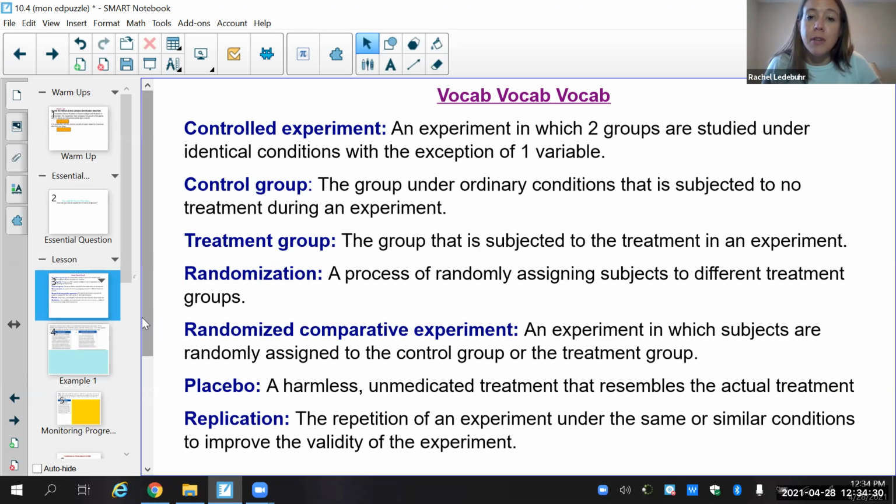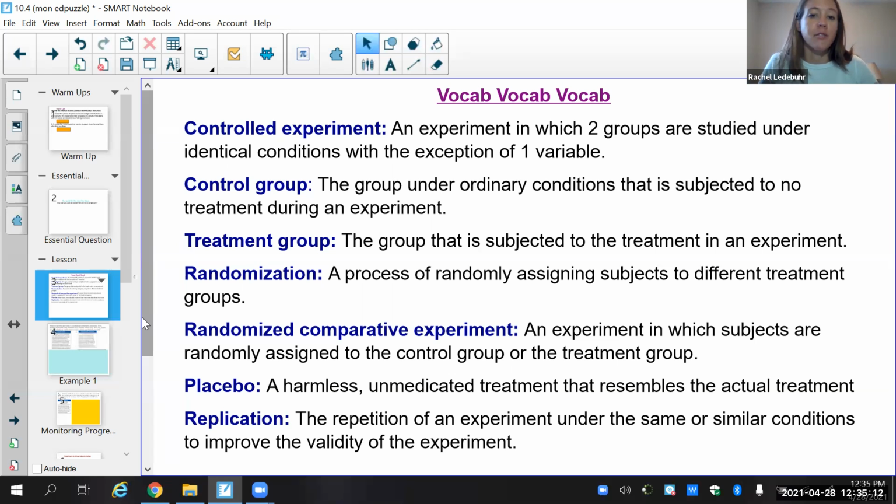Controlled experiment: an experiment in which two groups are studied under identical conditions with the exception of one variable. Controlled is your hint there, right? We are controlling most of the conditions except for one. Control group: the group under ordinary conditions that is subjected to no treatment during an experiment. Control just means that, okay, I have control of this. I'm not going to treat this. I'm going to treat the other group, and this is what I'm going to compare it to. So that's our control group. Treatment group then is the group that is subjected to the treatment in an experiment.